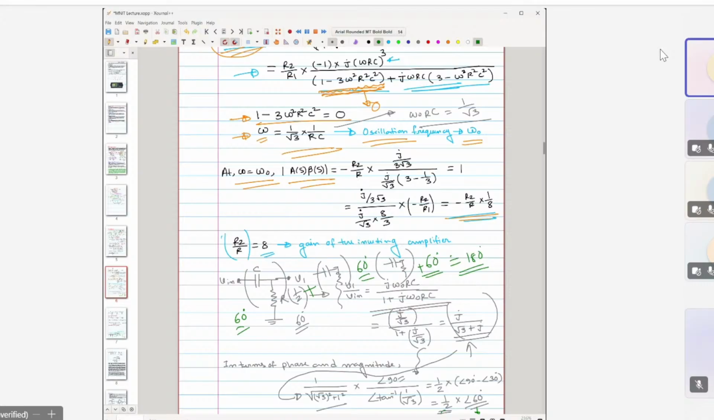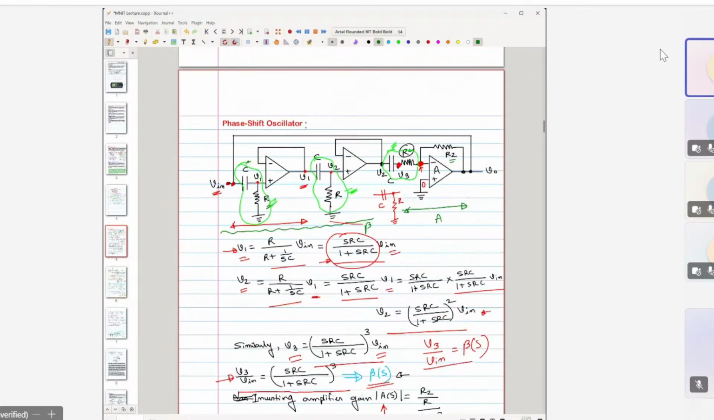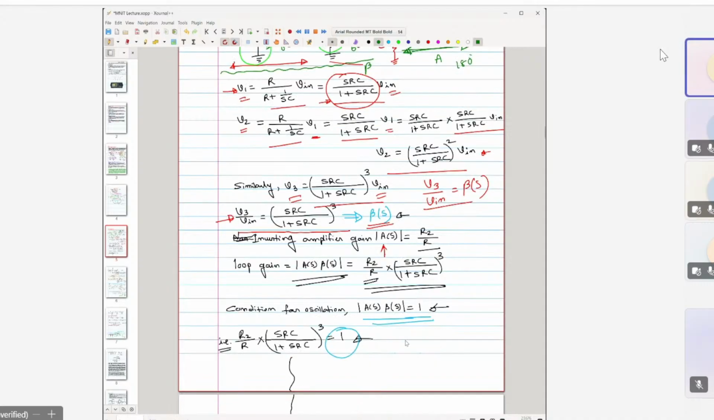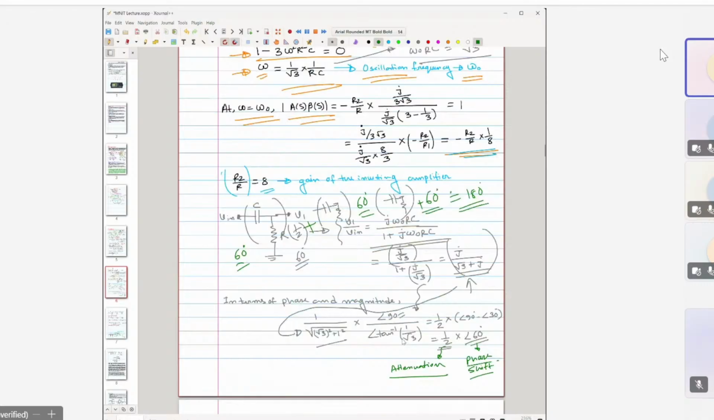And the other 180 degree phase shift is produced by this inverting amplifier. So this is 180 degree, and each block is producing 60 degree, 60 degree and 60 degree phase shift. Then the total phase shift in the loop is becoming 360 degree. So that means this output and this input are in the same phase. So then one of the criteria is satisfied.